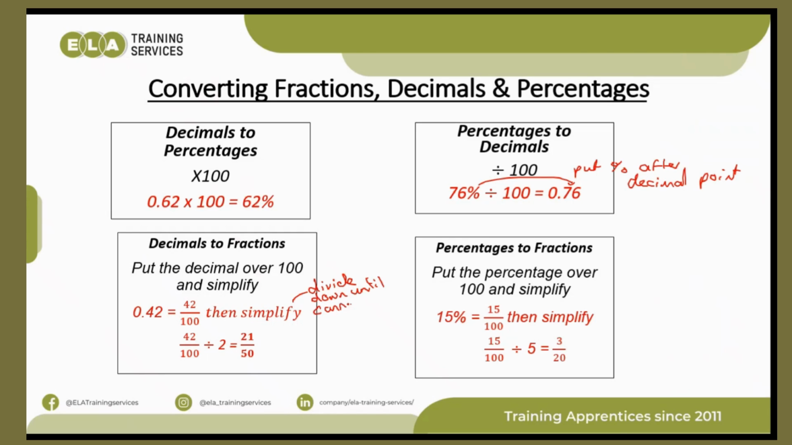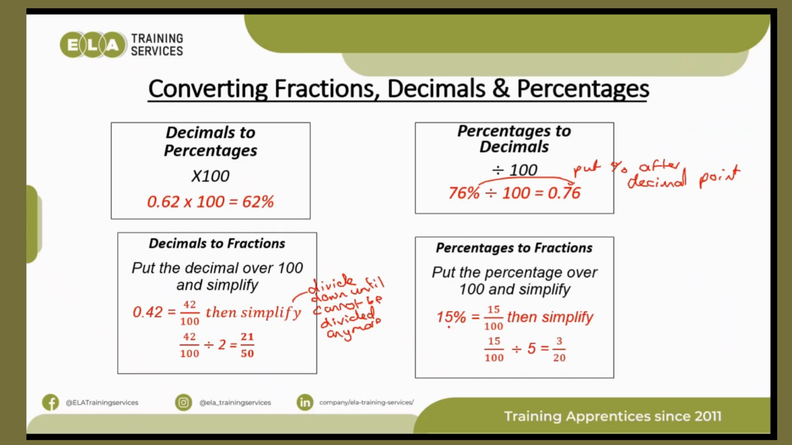Until it cannot be divided anymore. So for example here, 42, if we half both numbers, we're left with 21 over 50, and then we can't do any more with that. And that's exactly the same as percentages to fractions. So you put the percentage over 100 and then simplify.